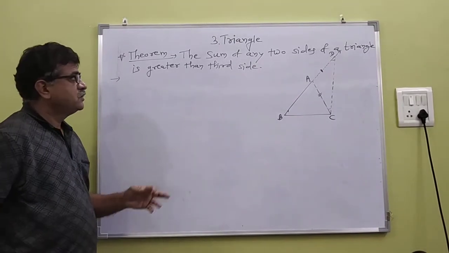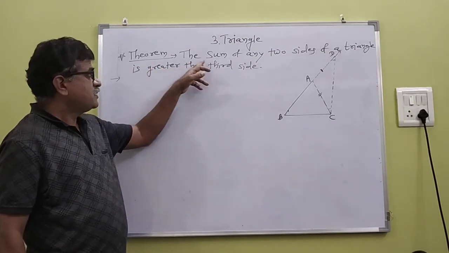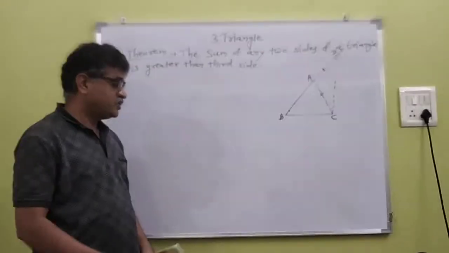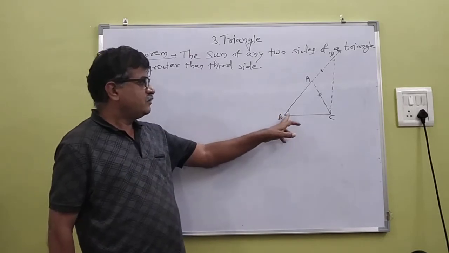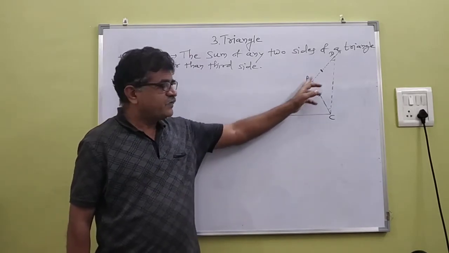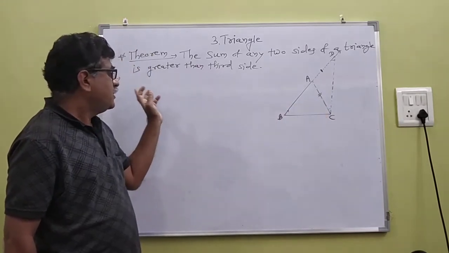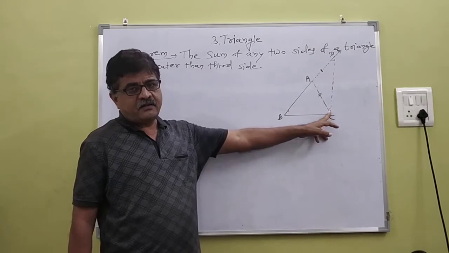Hello students, today we are going to see the theorem: the sum of any two sides of a triangle is greater than the third side. Now here we have, first we draw the figure. In this figure, given triangle ABC is any triangle.